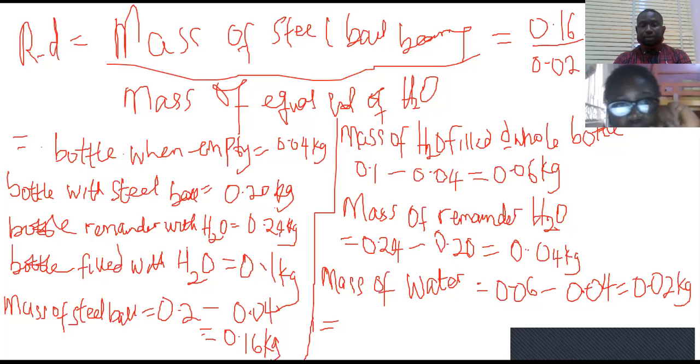Okay. I thought your relative density does not have any unit. Oh, sorry. I thought we were calculating mass. I'm sorry. That's 8.0. Okay. Yeah. So that is it. Now, have you written that down?